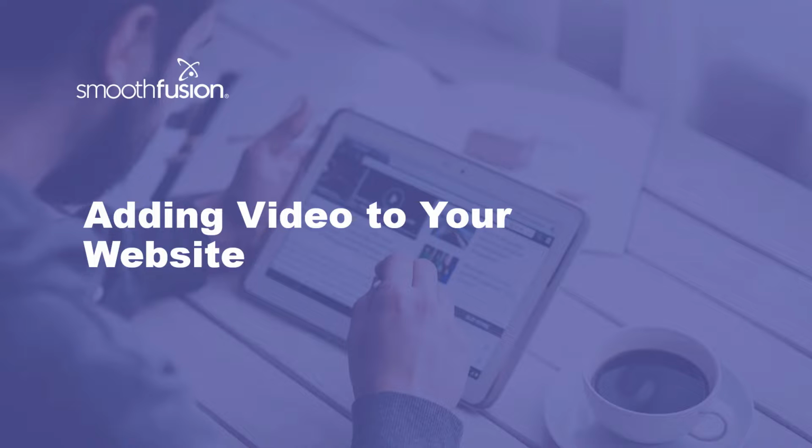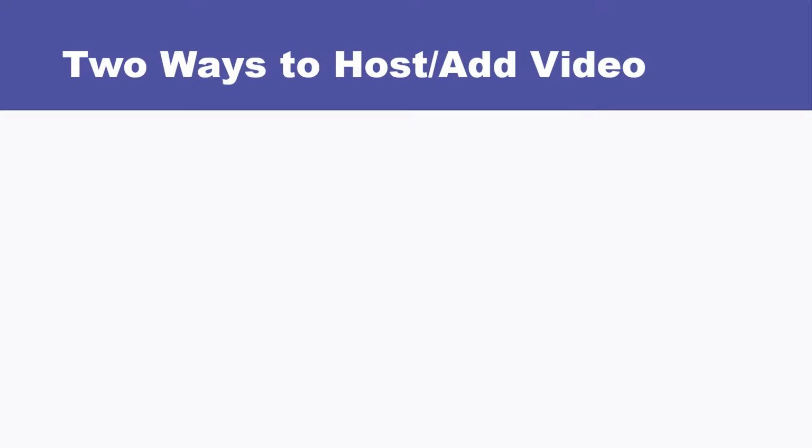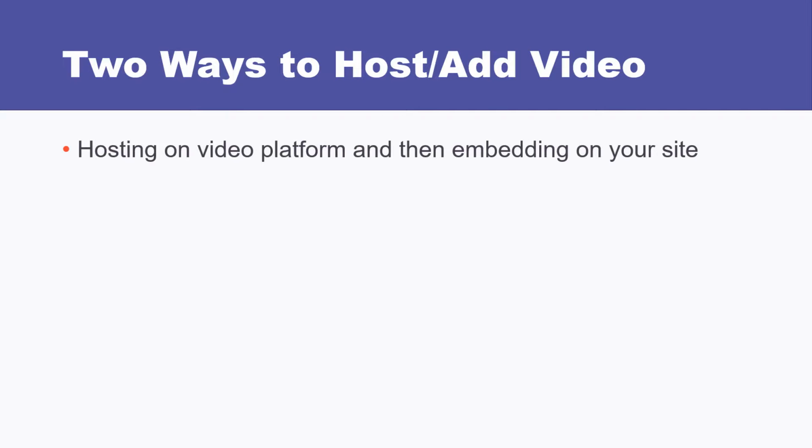Now, for this tutorial, we're using Sitefinity's content management and digital experience platform, but the process should be similar for most content management systems. So we're going to be talking about two methods for adding a video to your website. The first is by uploading the video to a video platform like YouTube and then embedding it on your site. The second way is by hosting the video on your website. So it's going to be hosted on your web server.